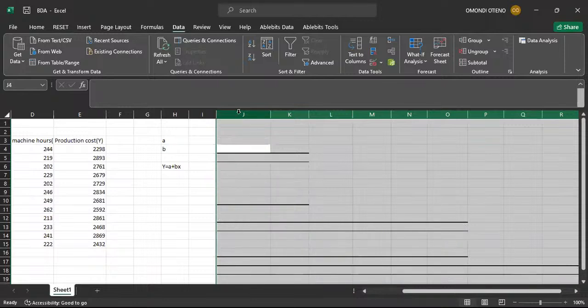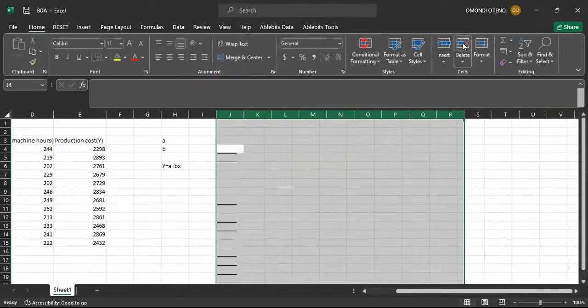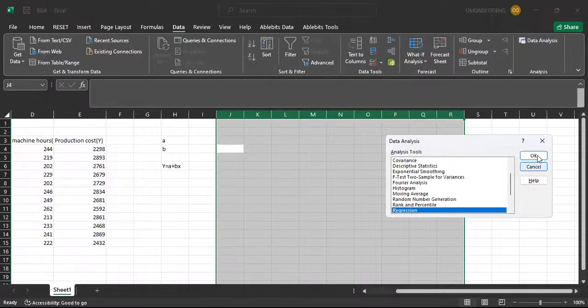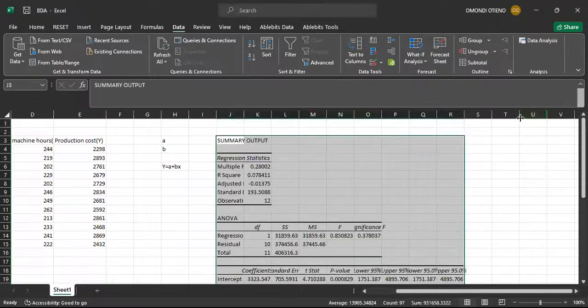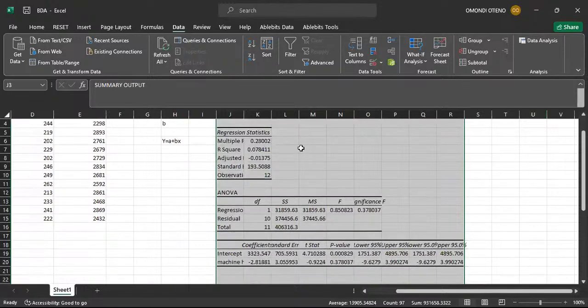You can eliminate that. You can do away with what you've done for regression and redo it again. But this time around, this is what you need to do. Let's have our regression. It is still selecting the range. That is what we've done. You can even activate this one here, residuals, and then okay, within the same range.